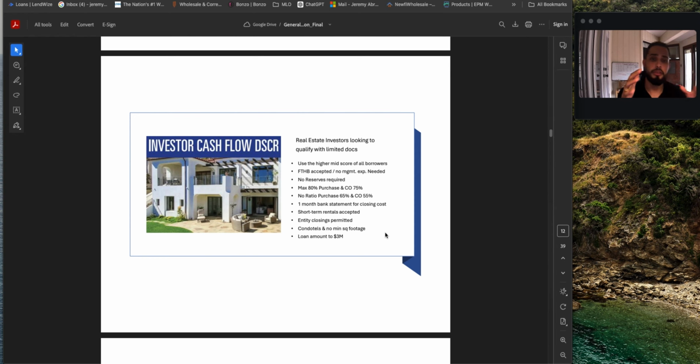Next is FTHB, which stands for first time home buyer. So first time home buyers are accepted, no management experience needed. The reason they emphasize this is because a lot of non-QM loans, they don't like giving it out to people that have never purchased real estate before or have never managed a rental property before, right? Because again, that's the way they mitigate their risk. Everyone that's lending out money, that's the way I like to look at any type of lending, right? You have to put yourself in their perspective, okay?